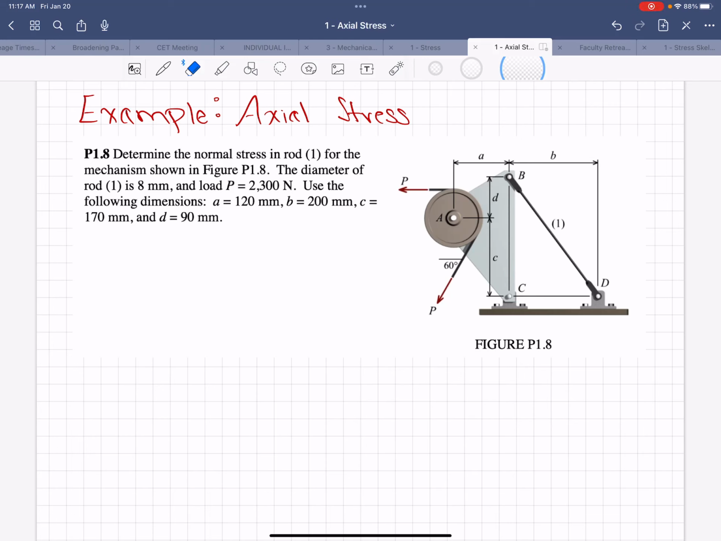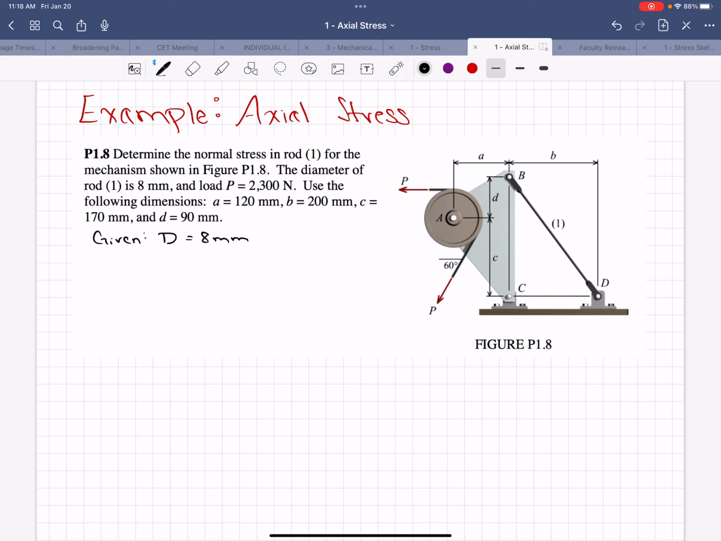Alright, so here's an example of axial stress. We're supposed to find the normal stress in rod 1, that's this two-force member BD for the mechanism shown in figure 1.8. What we are given to do that is that the diameter of that rod is 8 millimeters.